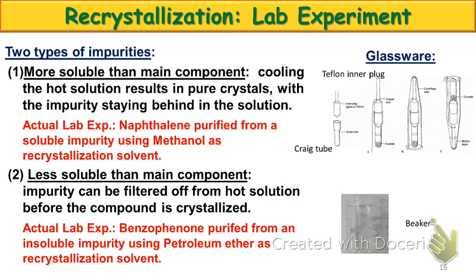Okay. As far as what you guys are doing in the lab, you're going to end up with two types of impurities, or two types of experiments. So in part one, you're going to purify naphthalene away from a soluble impurity using methanol as your solvent.